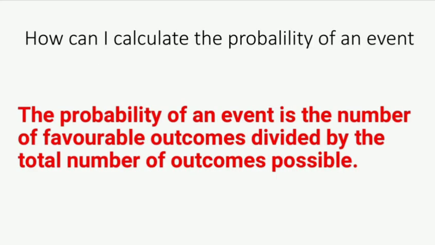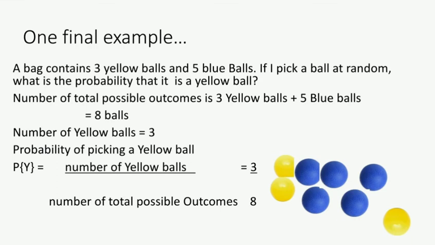How do I calculate the probability that an event will occur? This is simply the number of favorable outcomes divided by the total number of outcomes. Now let's take one final example. I have a bag which contains 3 yellow balls and 5 blue balls. If I am to pick a ball at random, the probability that I'll be picking the yellow ball is simply the number of the yellow balls, which is 3, divided by the total number of balls in the bag, which is 8. And so my probability of picking a yellow ball is 3 over 8.